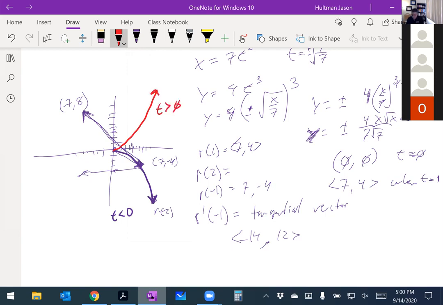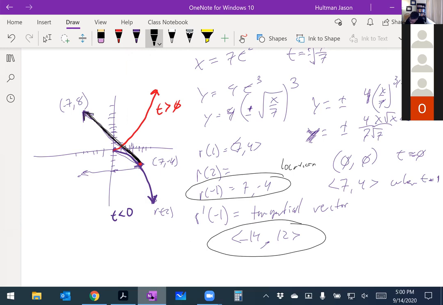Okay, but we're interested in what happens in the negative region, because we want to be tangential at that point. And so r of -1 gives us our location, and then this gives us our tangential vector. Okay, so this is the location vector of where to start our tangent vector.